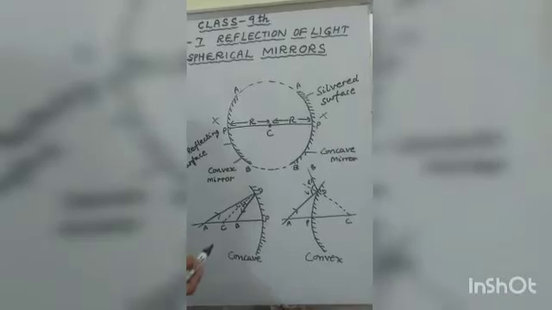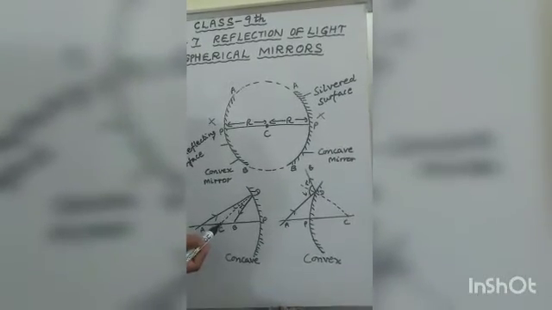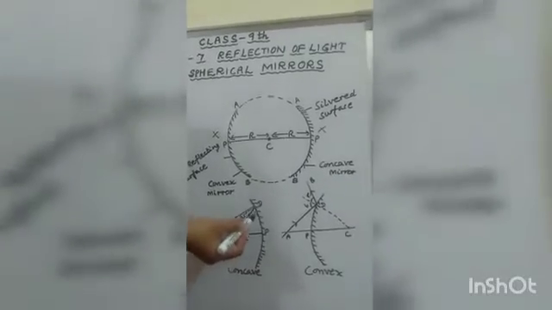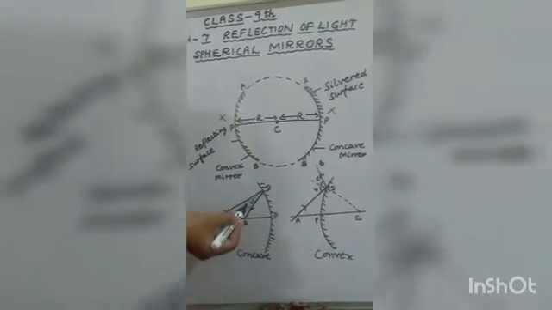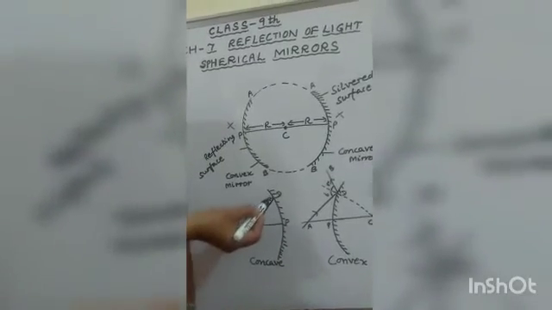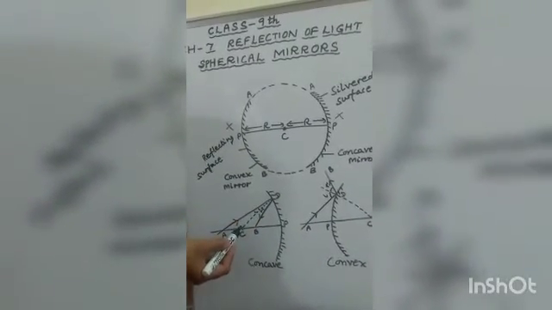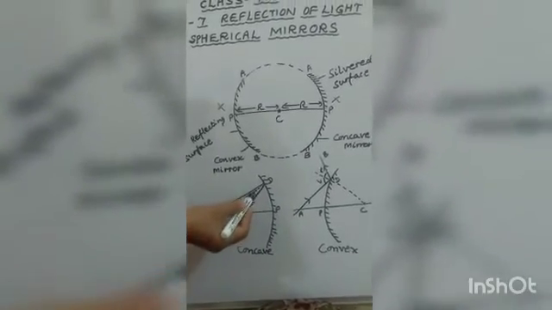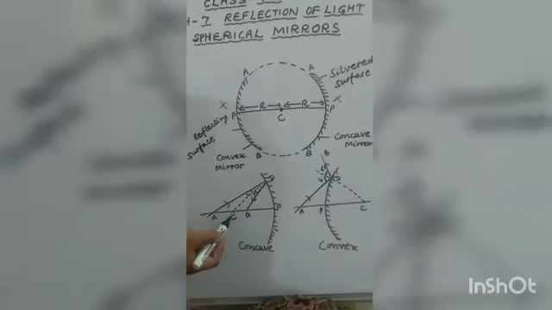But where is the normal in these mirrors? See children, the line joining the center of curvature to any point on the mirror, see the dotted line passing through the center of curvature, this is called the normal. Always the line passing through the center of curvature is considered as the normal. See, this is a concave mirror and this line is called the normal, passing through the center of curvature.